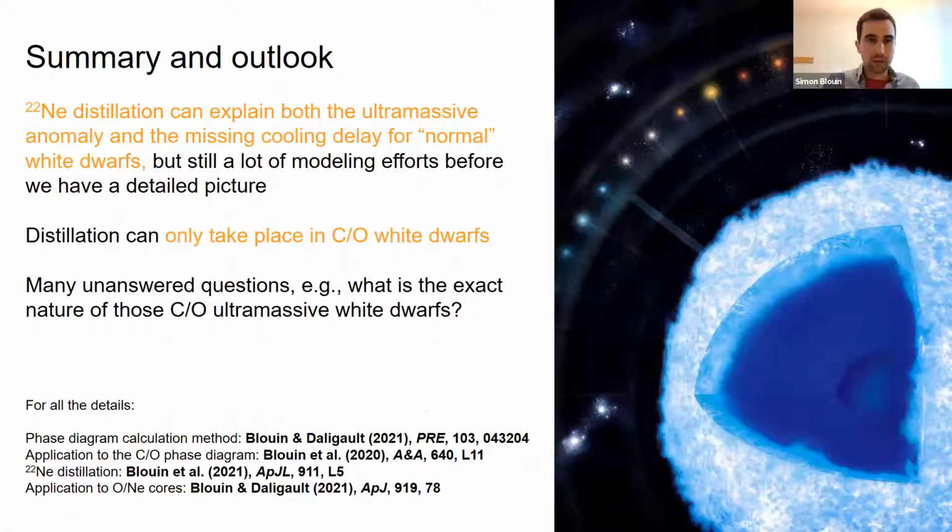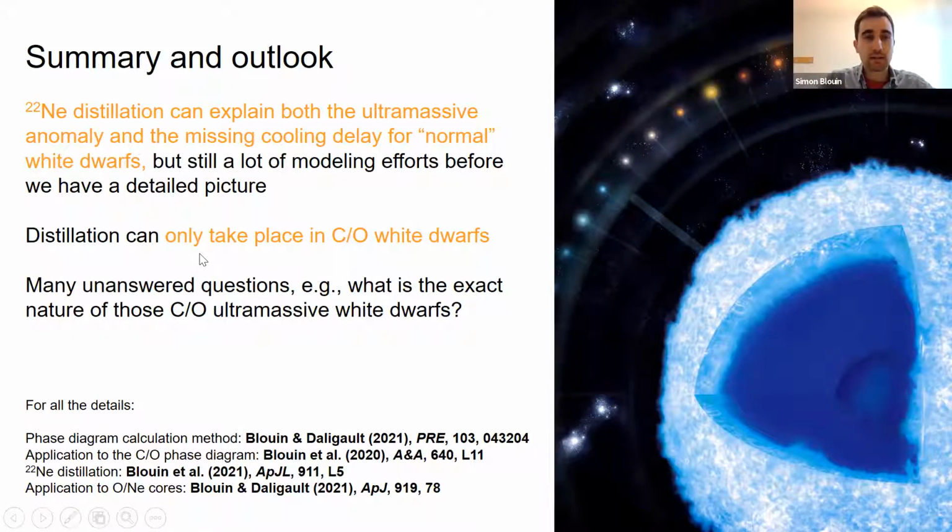So I will conclude here. I think neon-22 distillation really can explain both the ultramassive cooling anomaly and also the missing cooling delay for more normal white dwarfs. But of course, there's still a lot of modeling effort to do before we have a detailed picture and can really show this clearly and compare with the observations more quantitatively.